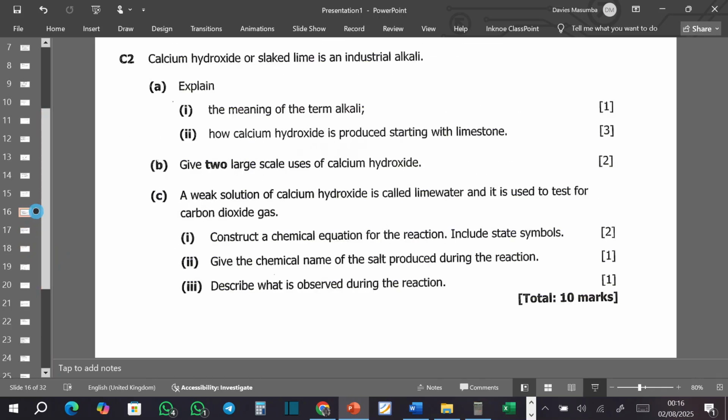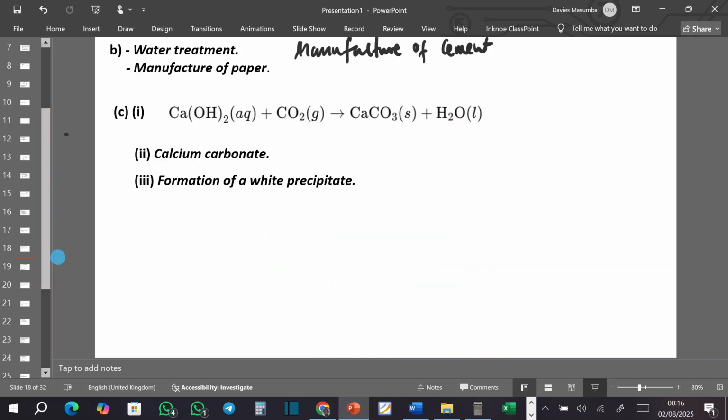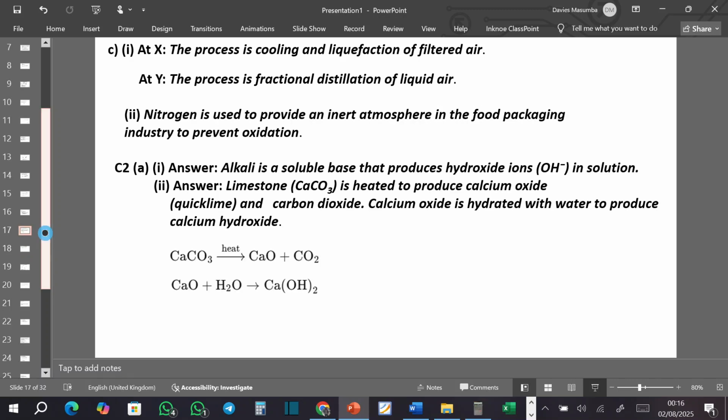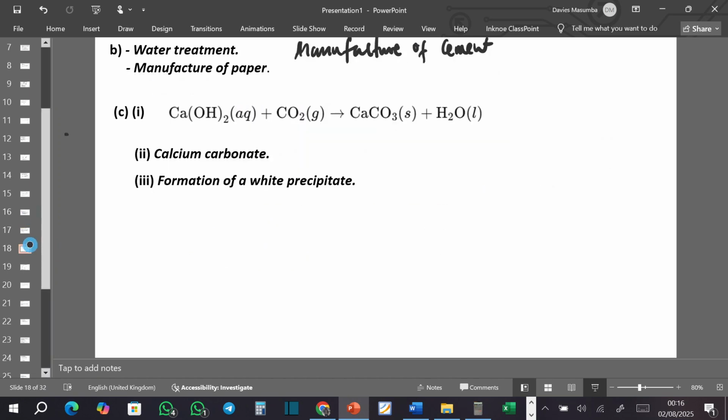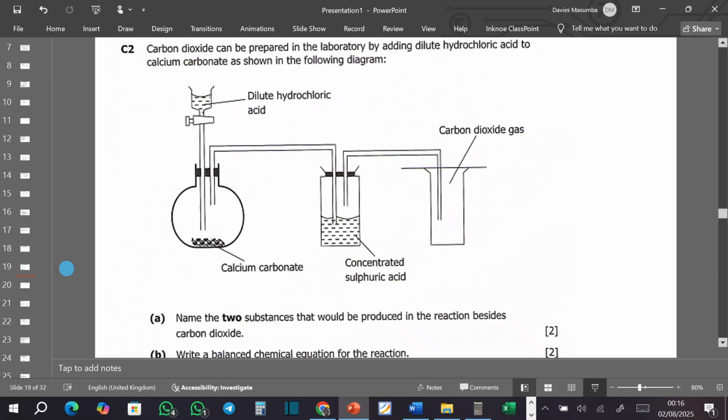Then the same, describe what is observed during the reaction. So you explain what is observed during the reaction of calcium hydroxide and carbon dioxide. In describing, there's formation of white precipitate here. We're saying formation of white precipitate. Okay. Then we go to another question.